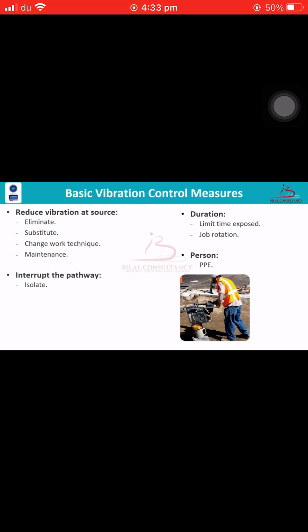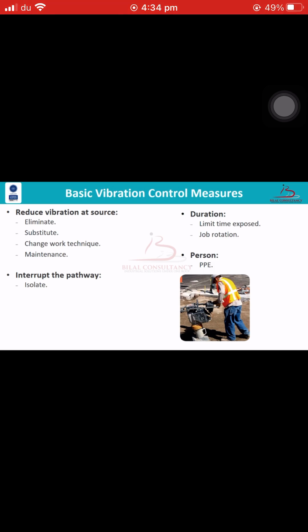This is similar to what we discussed in noise. The first one is reduce vibration at source. How can we reduce vibration at source? We can eliminate the source. We can substitute the source with one which produces less vibration. We can change work techniques. For example, if a work technique is producing more vibration, we change it in such a way that it produces less vibration. And the last thing is maintenance. As with noise, if machinery maintenance is delayed or overdue, the machines will produce more vibration.